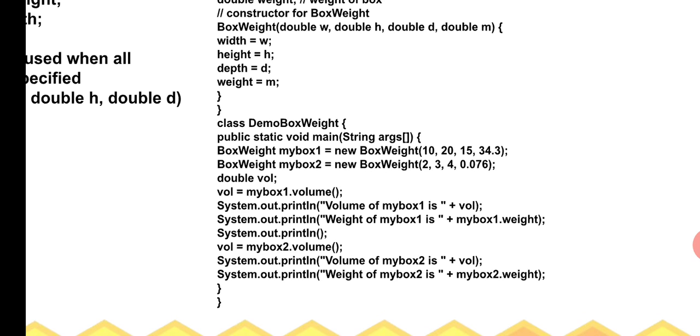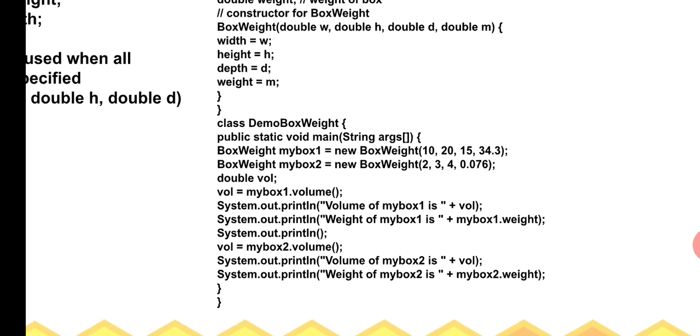A separate copy of variable memory will be allocated, because I already said that for however many objects you create for a particular class, that many copies of memory will be allocated, isn't it? So now a separate fresh copy of width, fresh place for height, fresh space for depth and fresh space for weight will be available. In that space you are going to assign 2, 3, 4 and 0.076.